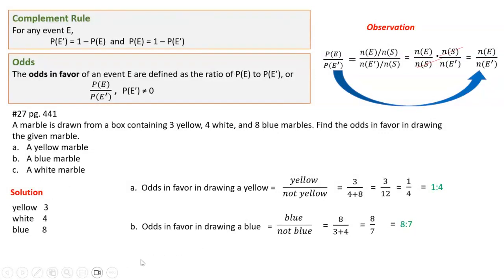In a similar fashion, part C, odds in favor are drawing a white marble. So it's going to be white over non-white. The white marbles are 4, and the non-white are the yellow and the blue, which will be 3 plus 8, which will give us 11. So it's going to be 4 over 11. So the odds in favor will be 4 to 11. Okay. This is how you do these type of problems.